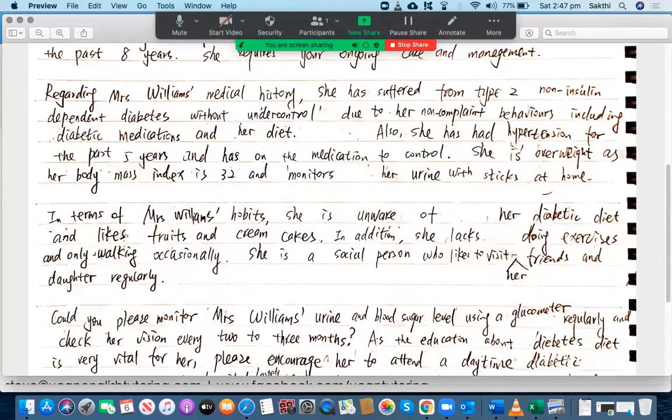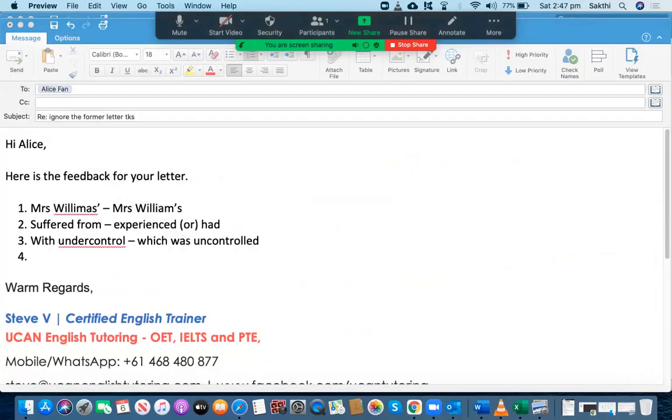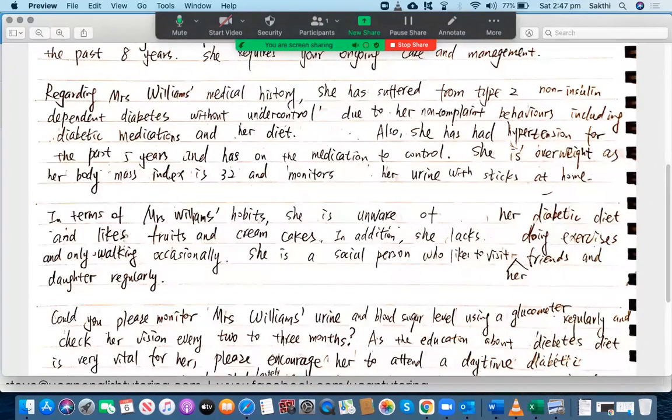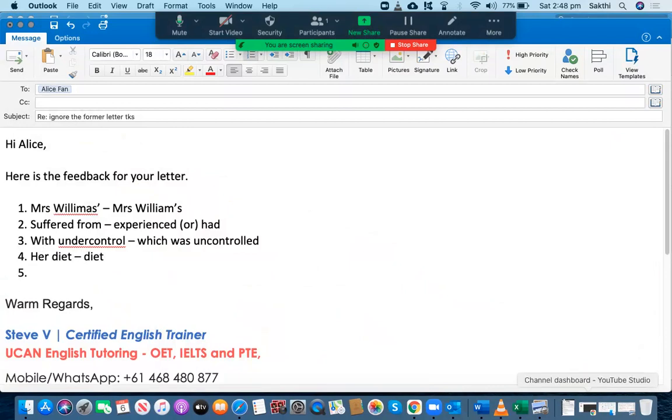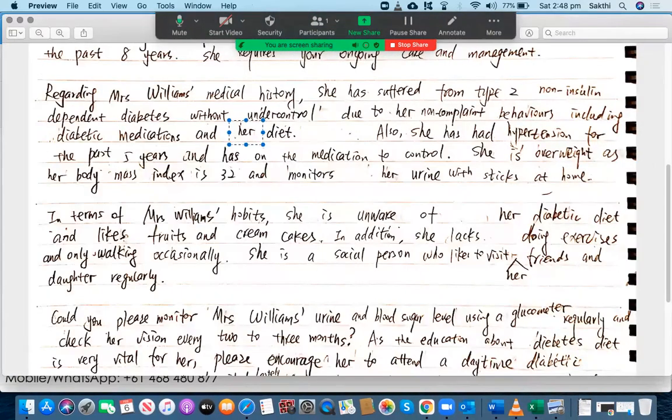That's fine. For example, we can say she has had type 2 non-insulin diabetes, which was uncontrolled due to her non-compliant behaviors, including diabetic medications and a diet. You don't need to include "her" here, her diet. It's just the diet. Diet would be more than enough. So "her diet" can be replaced with "the diet," but everything else is all good. Okay, let's go to the next one.